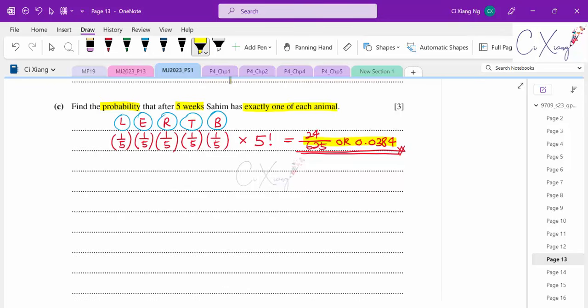Okay, so this is how we actually answer this question. It is quite short actually, if you understand the concept clearly, that you need to involve the permutation of the 5 animals in the 5 weeks.